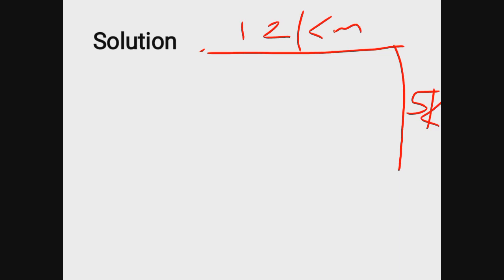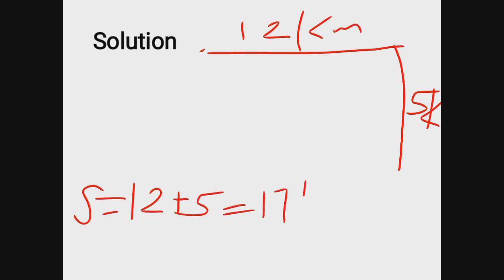This is actually the distance the boy has covered. So simply, to know the distance he has covered, the distance covered will be equal to 12 plus 5, and that will be equal to 17 kilometers. So this observer has traveled a distance of 17 kilometers.